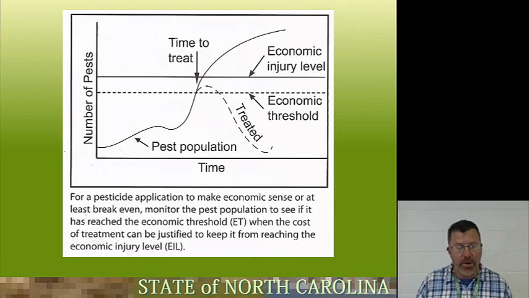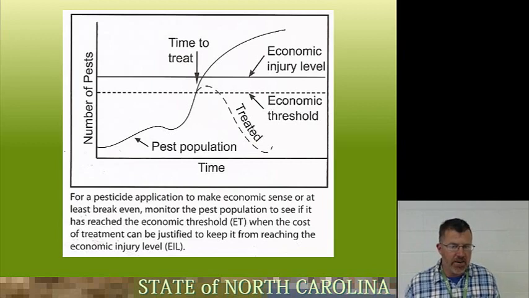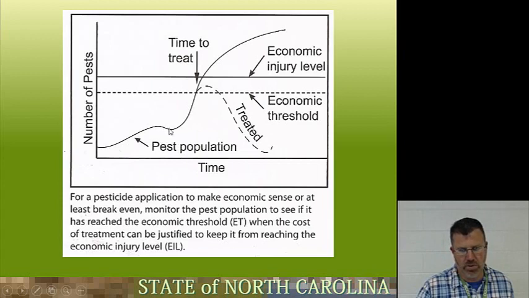Very good diagram in your textbook, and you're going to see that economic threshold, sometimes called your action threshold. But you need to monitor your pest population to see if it's reached that economic threshold or action threshold, when the cost of treatment can be justified to keep it from reaching the economic injury level. And so if you can see my mouse here, we have our pest population. As you can see, very low right here. It's on the rise.